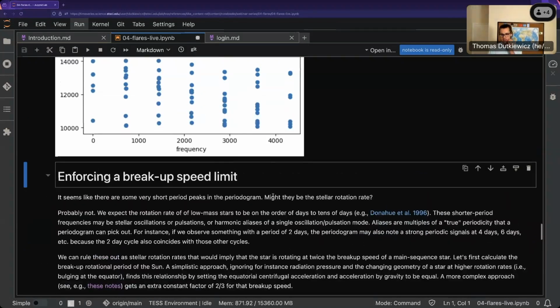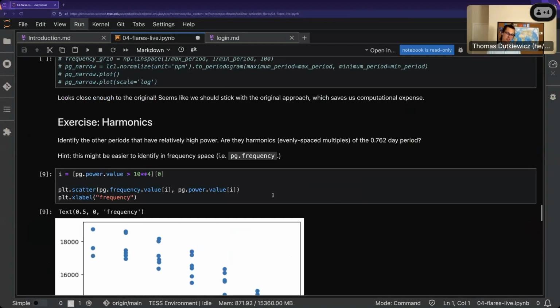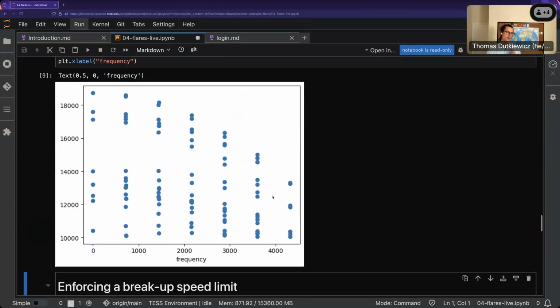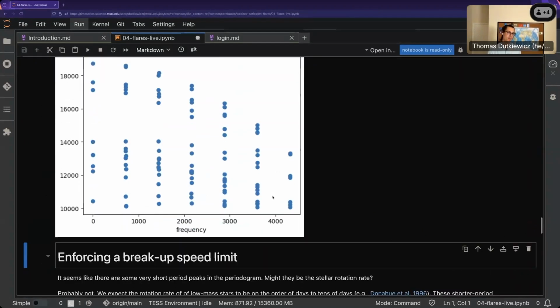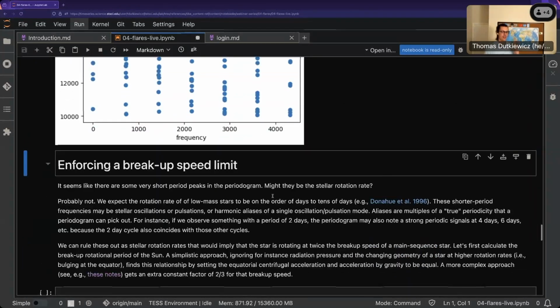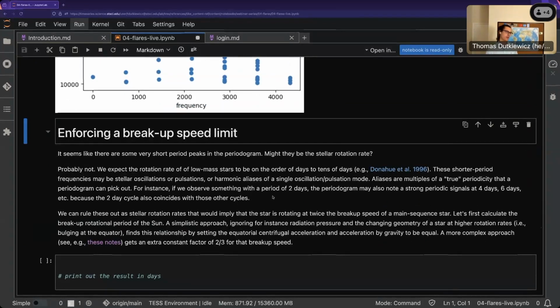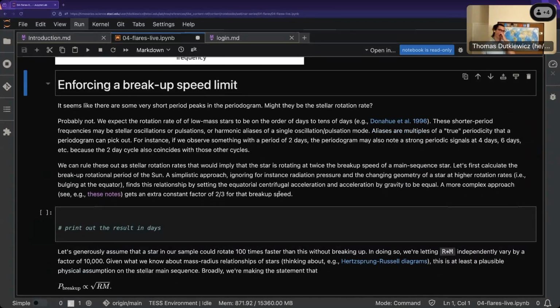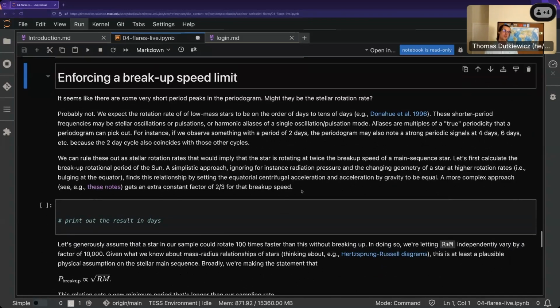Now, I did mention earlier that the choice that we had above has consequences. We didn't really set a very good limit. So I think what we'll do is we'll go through this breakup speed section first, and then we're going to talk a little bit about what we could have done earlier. We would still have to do this anyway, so let's dive into it, but then we'll come to the final conclusion. So, enforcing a breakup speed limit. This is not relationship advice for toxic people. This is stars spinning themselves to pieces.